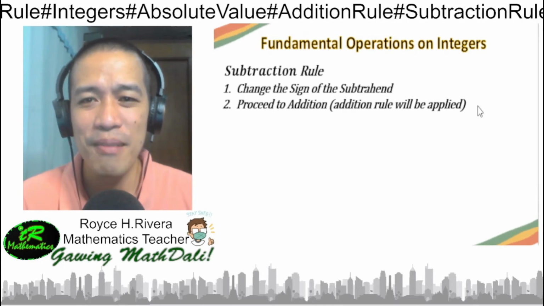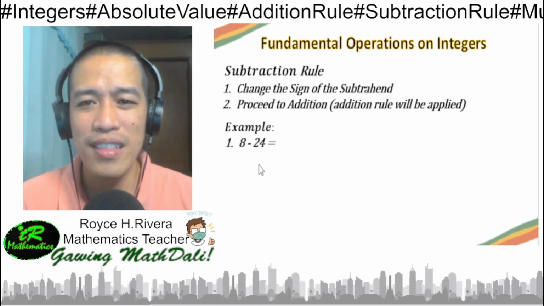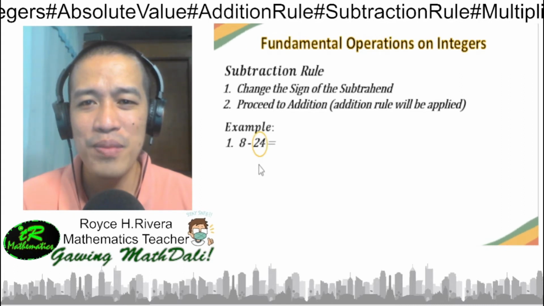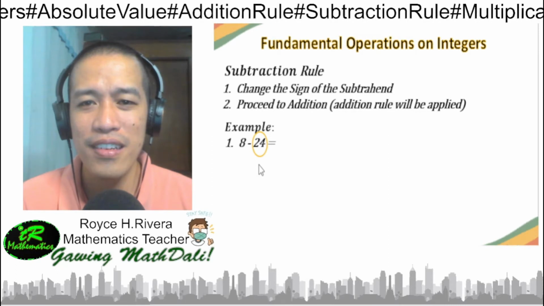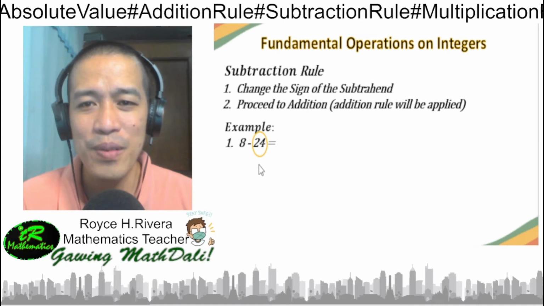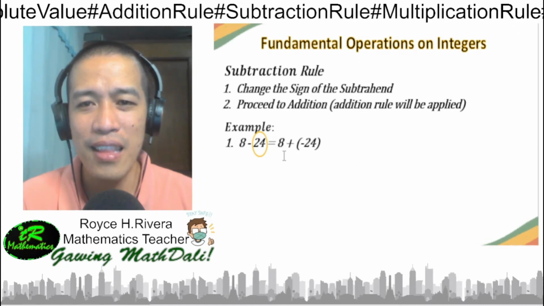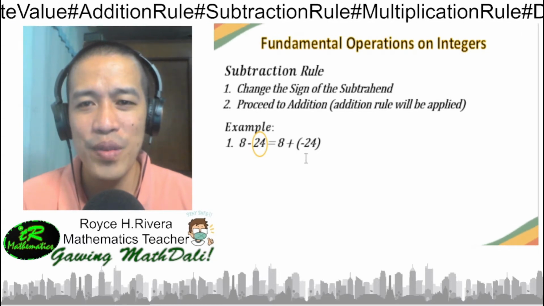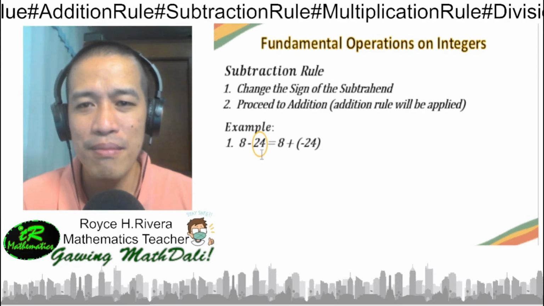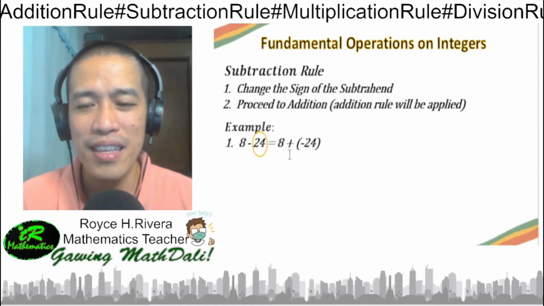Here are the examples. 8 minus 24. Here, our subtrahend is 24. So we need to change the sign of that integer and we proceed to addition. We will have 8 plus negative 24. We change the sign of the subtrahend from 24 to negative 24 and we proceed to addition.